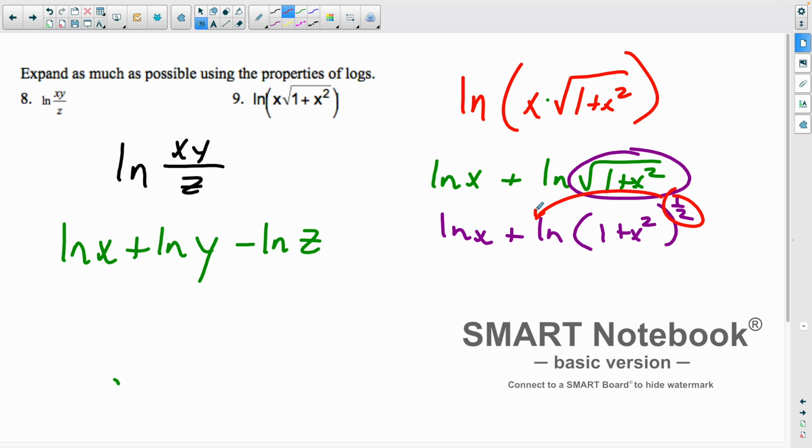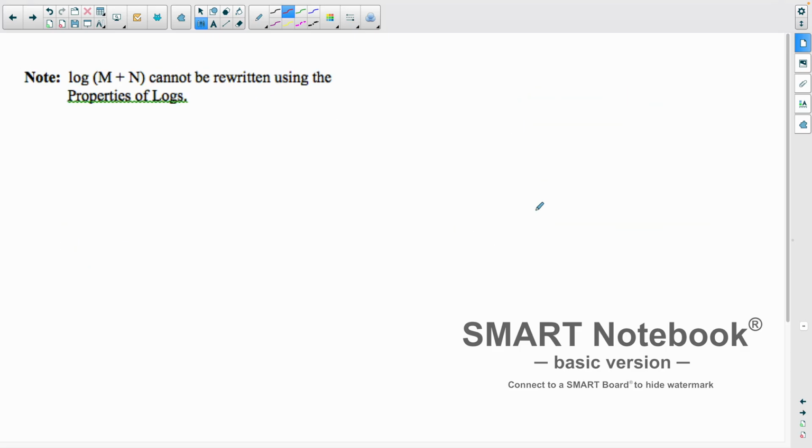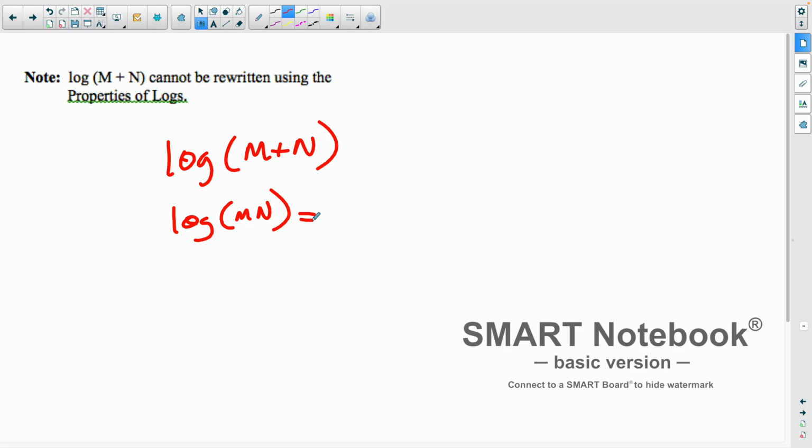If you get this property here, if you get log of m plus n, you can't expand that. You can't rewrite that. You can rewrite this. We did that a couple times already, but multiplication, we can rewrite that. Log of m plus log of n. All right, that would work.